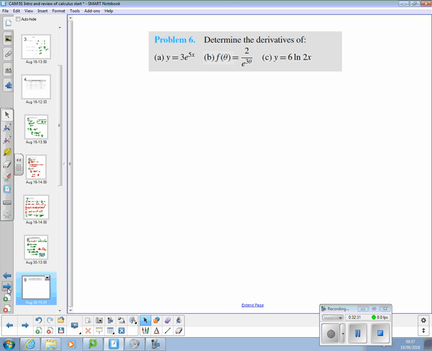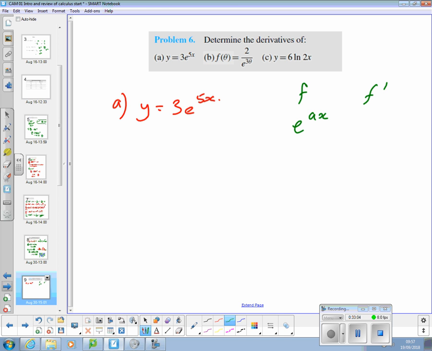Y is equal to 3e to the 5x. The entry in the table is the function e to the ax. The differential is e to the ax. That's what that exponential function is. You differentiate it, and the differential is equal to that function. You've got a constant multiplier in front.